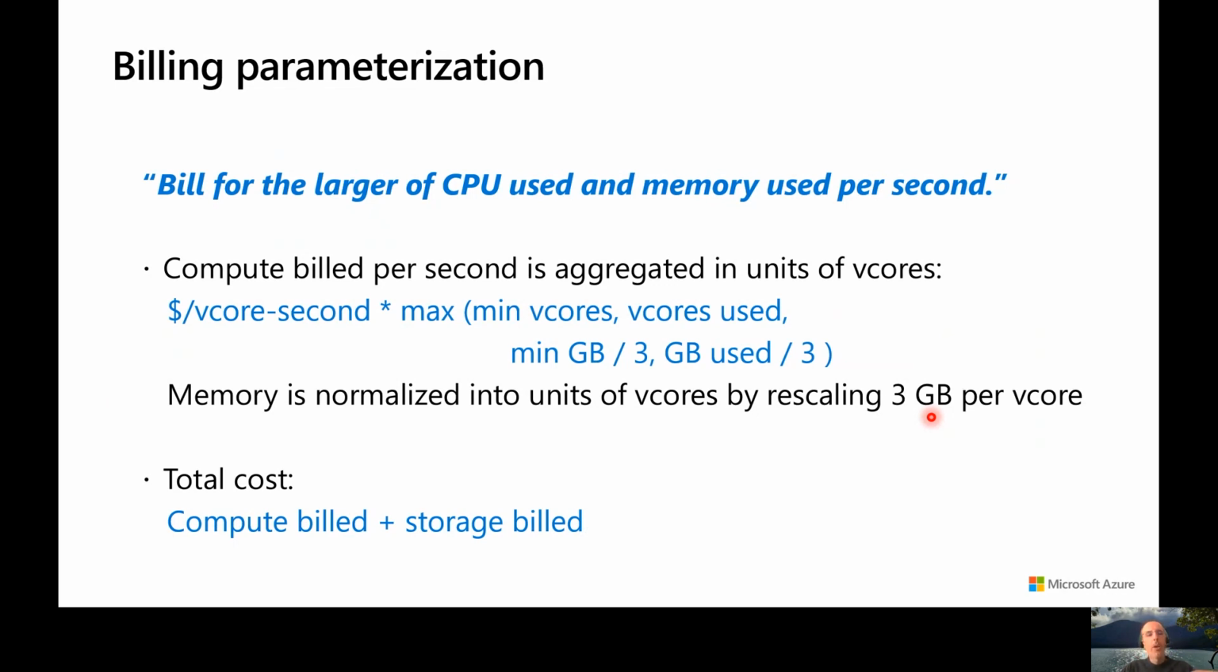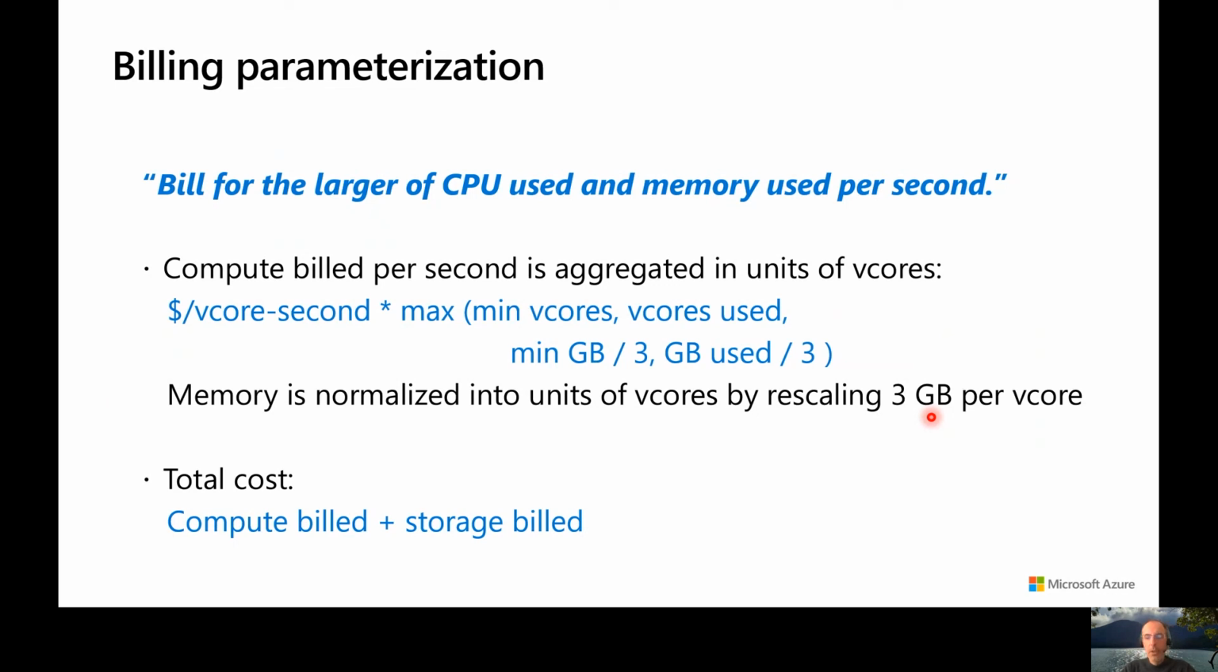Compare that against the 1 core of usage based on CPU. 2 cores is more than 1 core. So 2 cores will be billed for that 1 second, and that's due to memory. Now, at the next second in time, the usage pattern can change, and it could be that CPU dominates the cost, in which case it's the CPU that will determine the bill for that 1 second instead of memory.